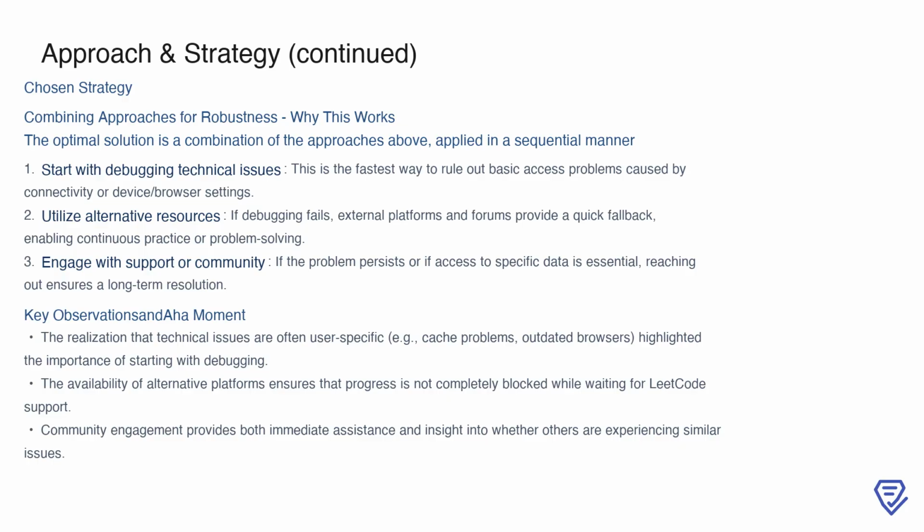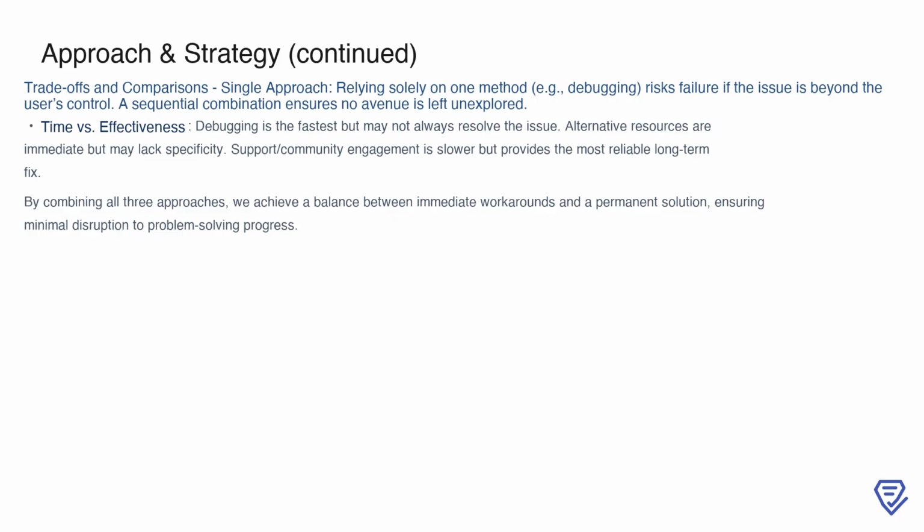However, it does come with the trade-off of potentially having to wait for a response, which can slow down your progress. Given these limitations, none of these approaches alone may provide a complete solution, which is why combining them into a sequential strategy is often the best path forward. By combining these approaches, we create a robust strategy for addressing access issues.